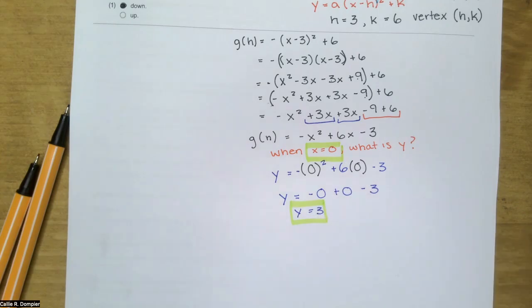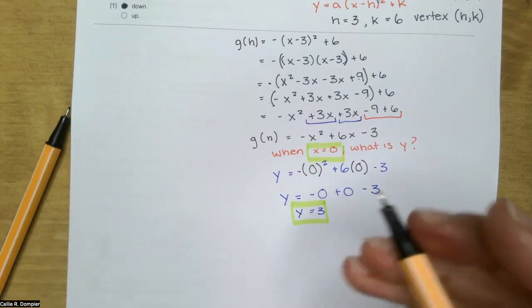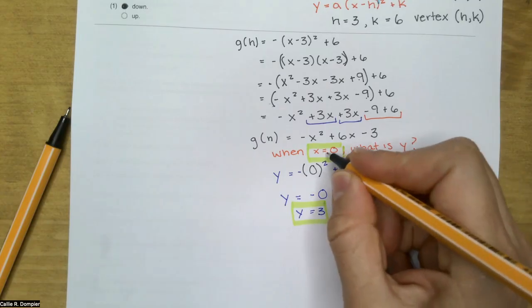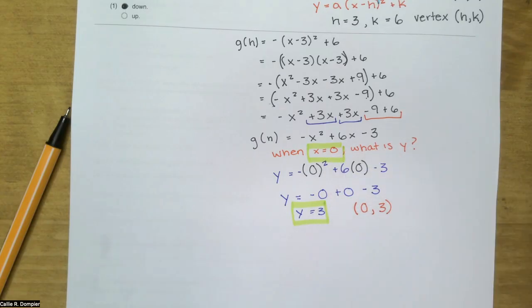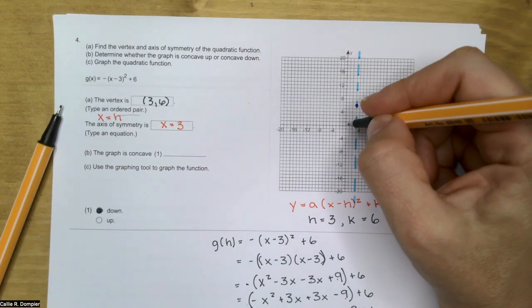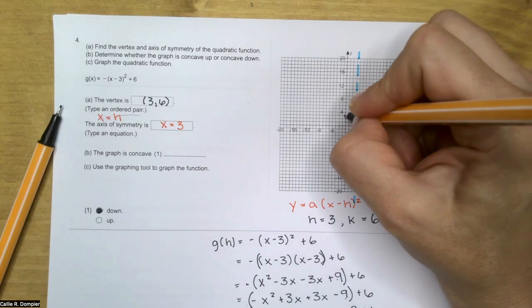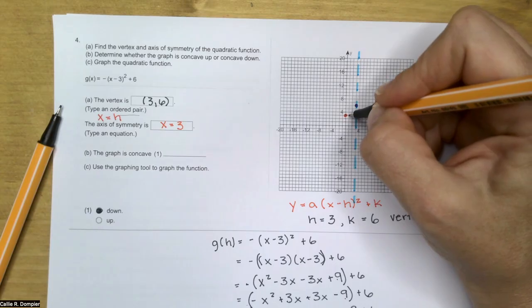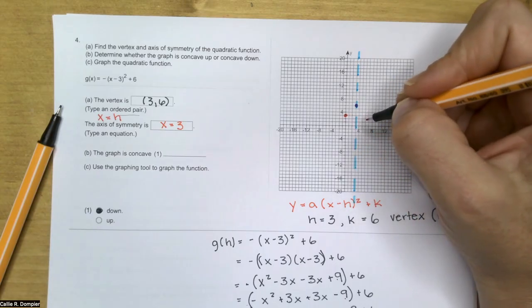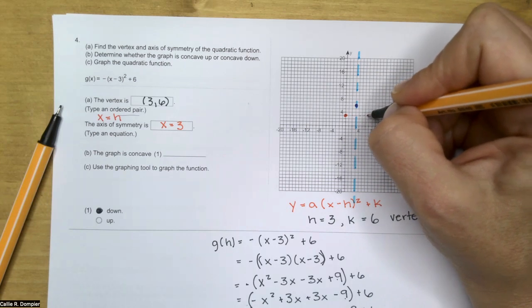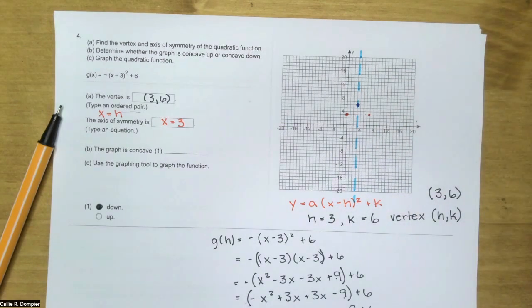So a point on the graph is 0 for my x, negative 3 for my y. I'm going to put that on the graph. I have this point, and then I have (0, negative 3). I'm going to count how far away that is from the axis of symmetry. It's 3, so that was 3 to the left, I'm going to move 3 to the right. And that should be enough information for you to graph it with the graphing tool.